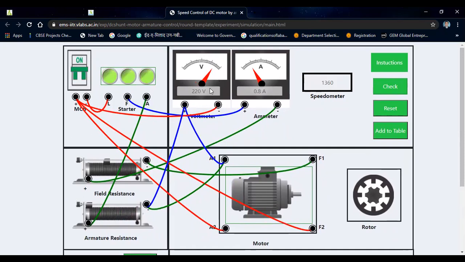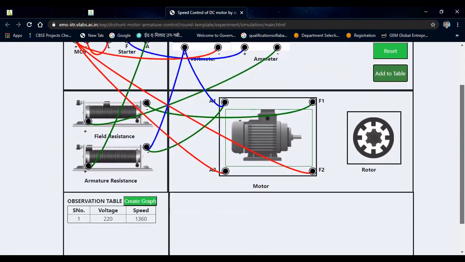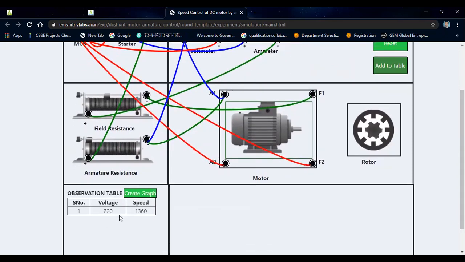Now, when we switch on the mains, it shows 220 volt across the armature of the motor, and the current is 0.8 ampere, that is the field current. In this we have to vary the voltage across the armature and get the various speeds. At 220 volt, the speed is 1360. We add it in the observation table, first reading: 220 volt, 1360.